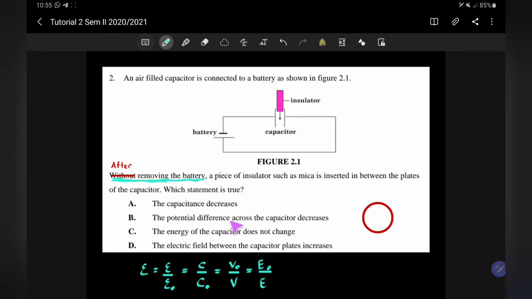B, the potential difference across the capacitor decreases. C, the energy of the capacitor does not change. And D, the electric field between the capacitor plates increases. Okay, which answer is correct?